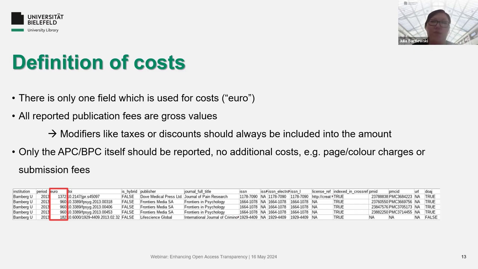It should include various discounts that publishers may apply for a number of reasons. It should also include taxes, but exclude everything else. So for example, no submission fees, color fees, page charges, and so on.